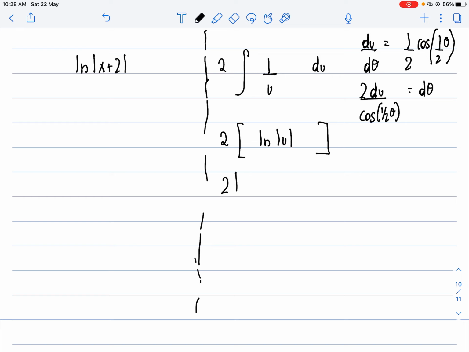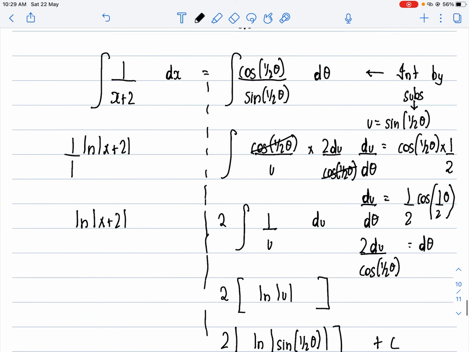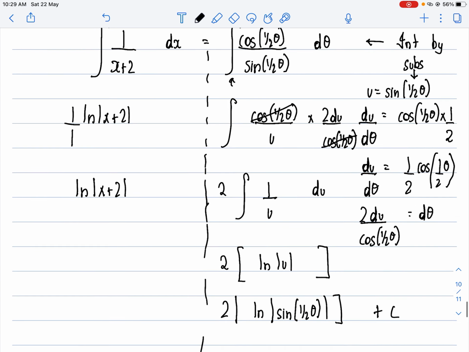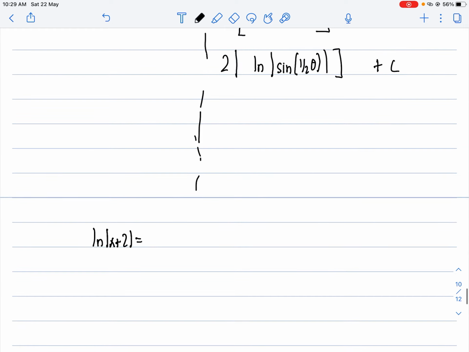Now I know my u is simply sine half theta. So I can write this as ln sine half theta. Okay, but after integration there's a plus c, because this has no limits, it's an indefinite integration. So now writing everything together, I can write ln x plus 2 equals 2 ln sine half theta, plus c.